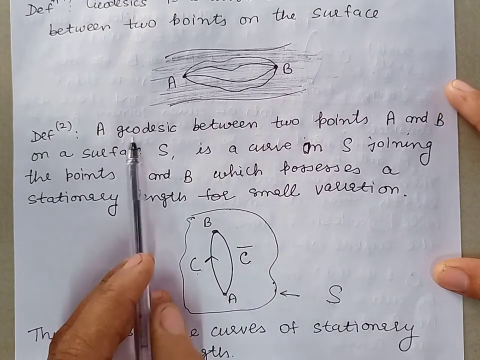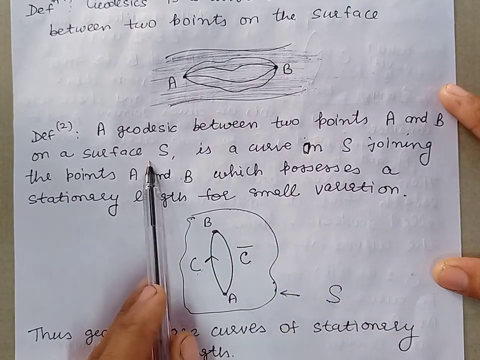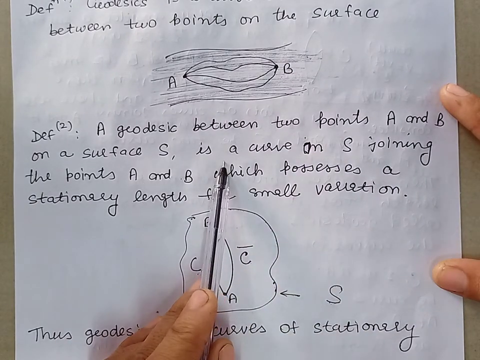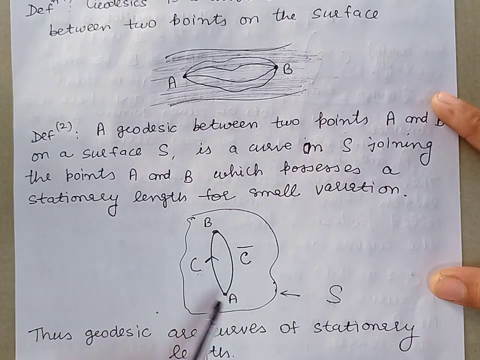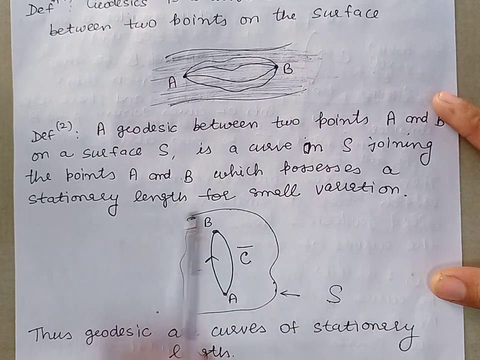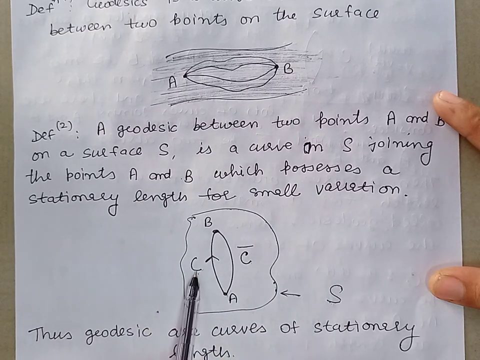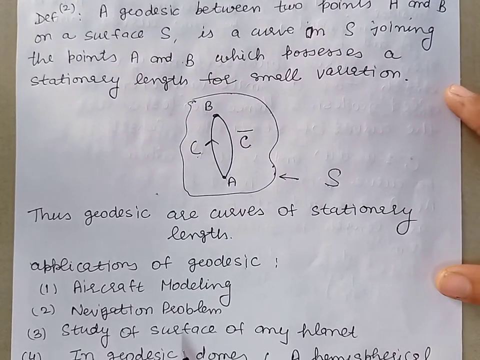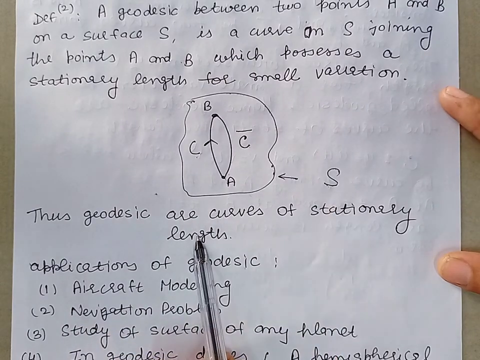So we can define a geodesic between the 2 points A and B on the given surface as a curve on that surface joining the points A and B, which possesses a stationary length for small variations. Stationary length means the length of the curve remains unchanged after the variation. Thus we can say that geodesics are the curves of stationary length.